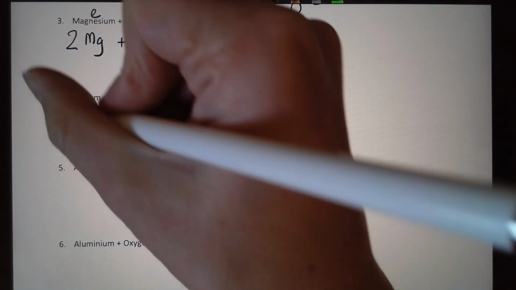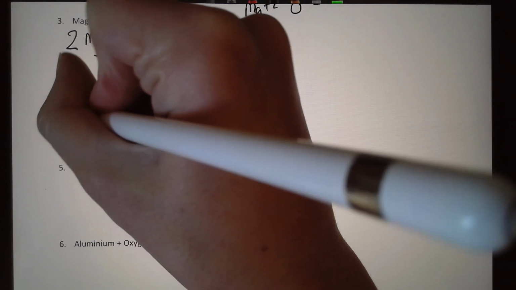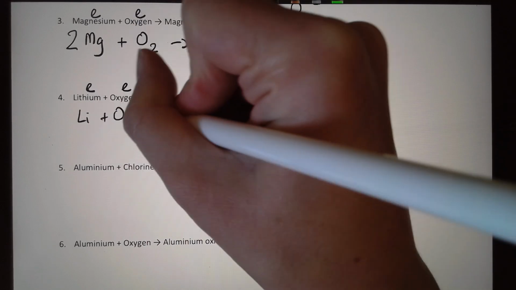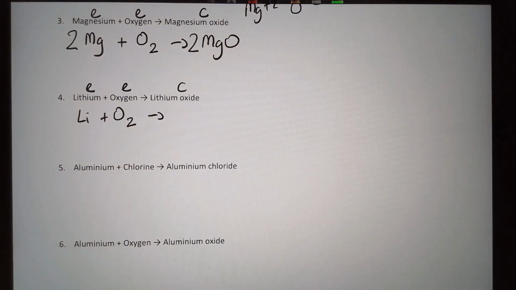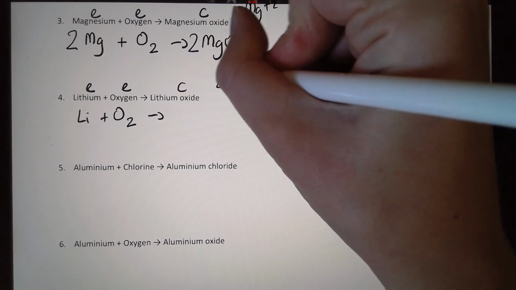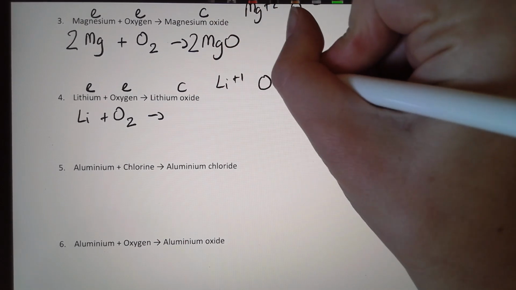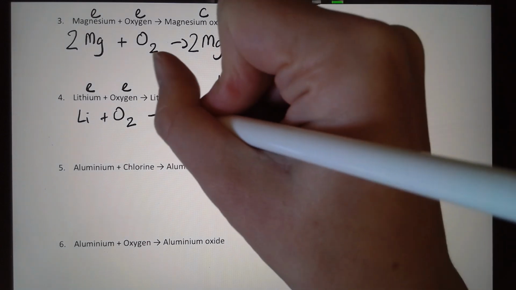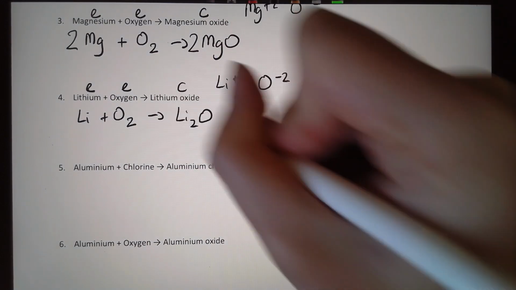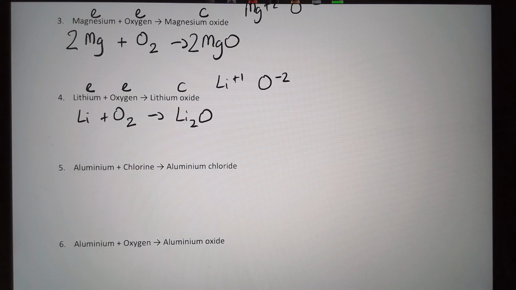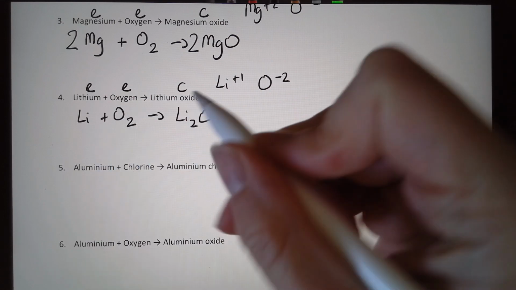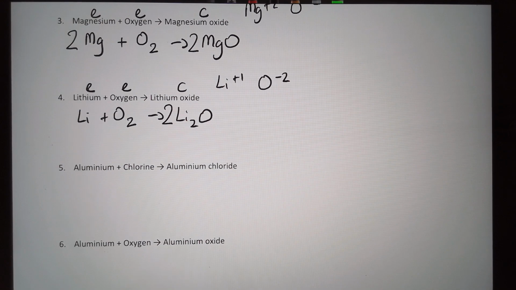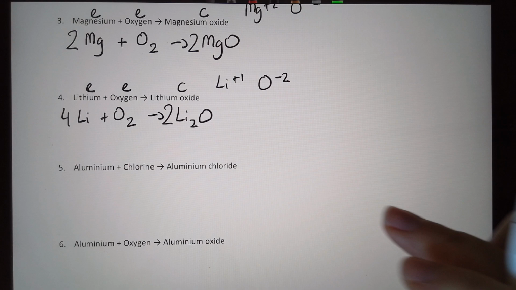Next one, lithium is an element, the symbol is Li, it's not diatomic. Oxygen is an element, the symbol is O, it is diatomic. Lithium oxide is a compound, I need to work it out. Lithium's in group 1, +1 charge, oxygen in group 6, -2 charge. The formula is Li2O. Again, this isn't balanced, I must balance it. 2 oxygens on the left, to get 2 oxygens on the right, that gives me 4 lithiums on the right, I need 4 lithiums on the left.